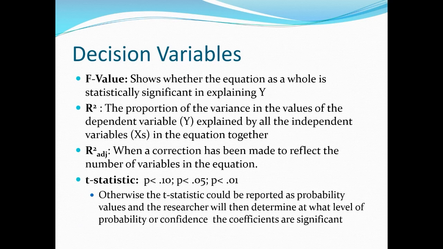The T statistics is the probability level, and it's shown in stars by some sets of packages. Others will simply print out the value and then the probability level, and then the researcher determines at what level of probability, either 10%, 5%, or 1%, that particular coefficient is significant. Otherwise, the T statistics could be reported as probability values, and the researcher will then determine at what level of probability or confidence the coefficients are significant.